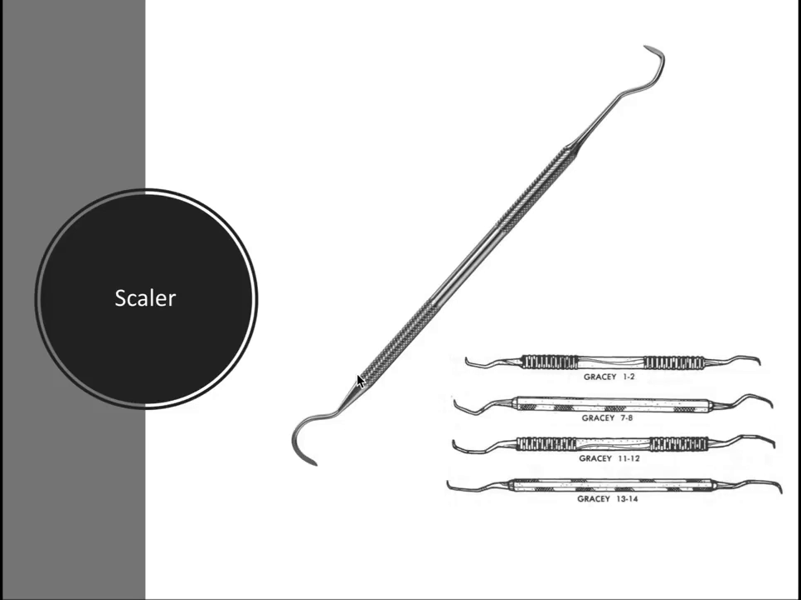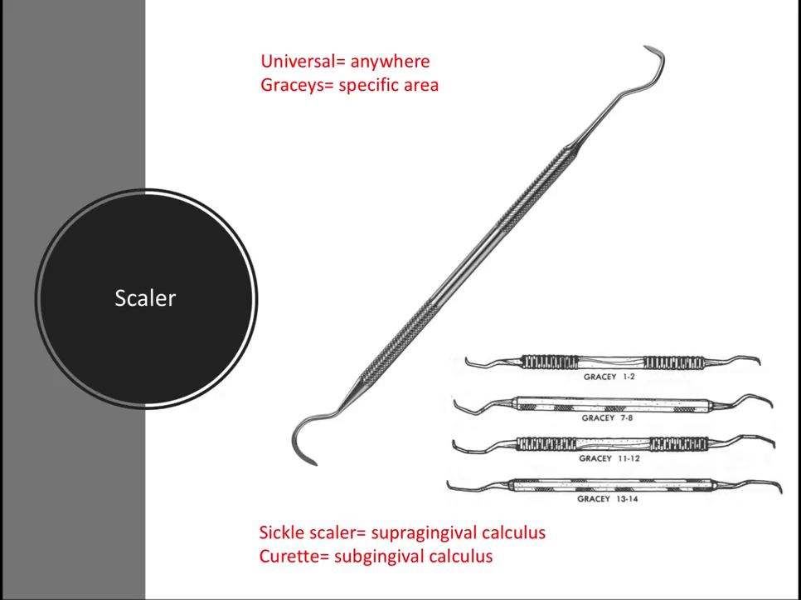There are universal types that can be used anywhere in the mouth, and then specific types like Gracie's that are designed for specific teeth and specific areas in the mouth. Sickle scalers with sharp points are used for calculus above the gum line, and curettes with rounded ends are used for calculus below the gum line. That's because it's a little bit more gentle when used below the gums. I have much more in-depth information about hand scalers in my periodontic series, so go check that out if you're interested.